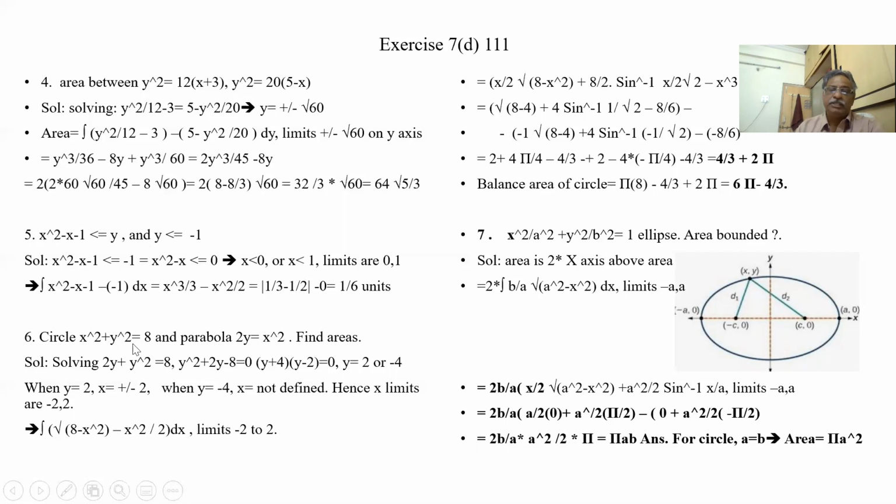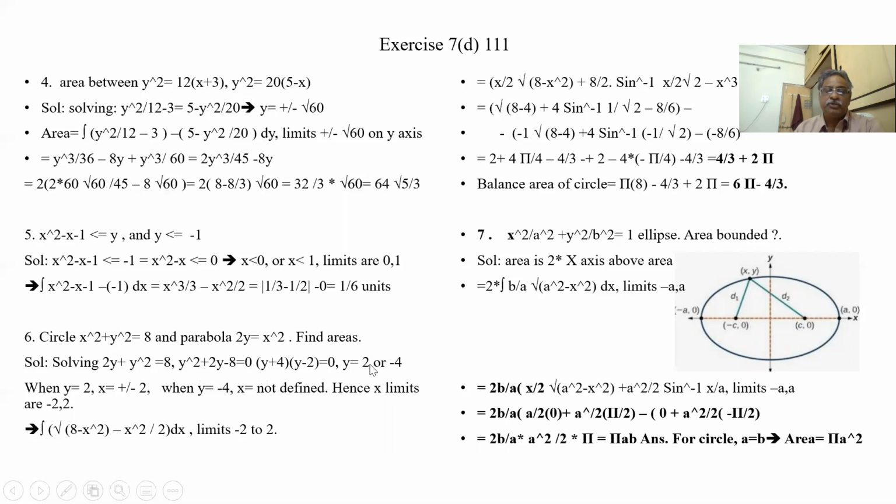Similarly, a circle is given and a parabola is given. They are intersecting. What is the area intersected by the parabola, dividing the circle into two areas? So what are those two areas? Let us see. Simply we are solving this to get the 2 points. 2y plus y square is equal to 8. So we are solving y square plus 2y minus 8 is equal to 0. Here I got y is equal to 2 or minus 4.